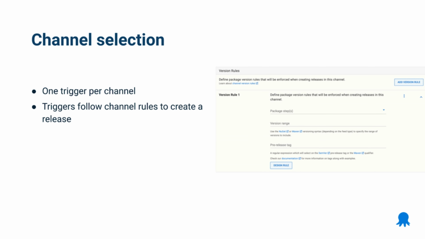As I mentioned just a second ago, one trigger per channel. If you need multiple triggers, it just has to be one for each of those channels that you have, and it follows those channel rules that you specify there.